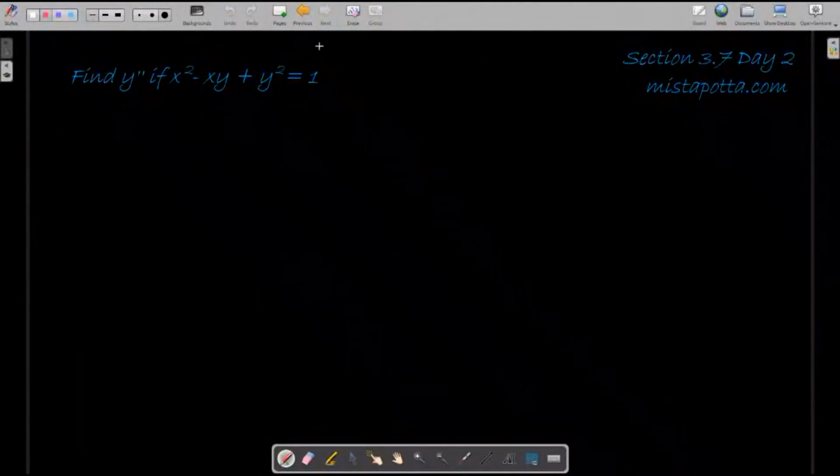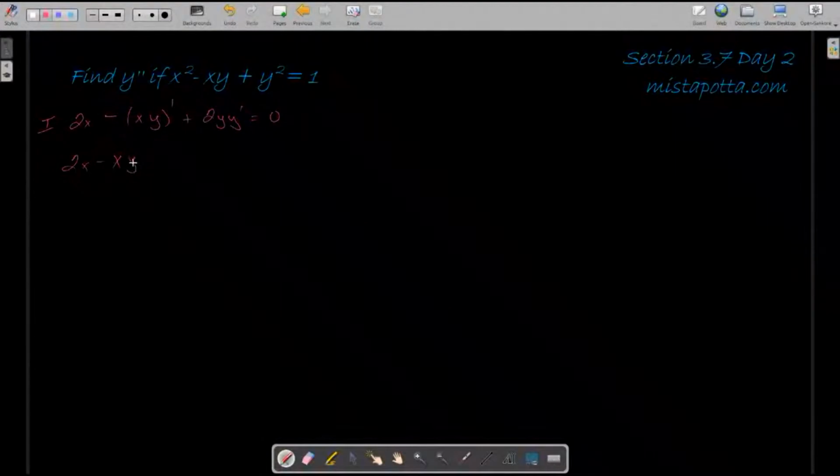So we have one more example we're going to go through. What I've got here is find y double prime if x squared minus xy plus y squared equals 1. And so again, the two-step process, the first thing I'm going to do is take the derivative of each term. So I'm going to have 2x minus, now I'm going to have to take the derivative of a product here, plus 2y prime equals 0.